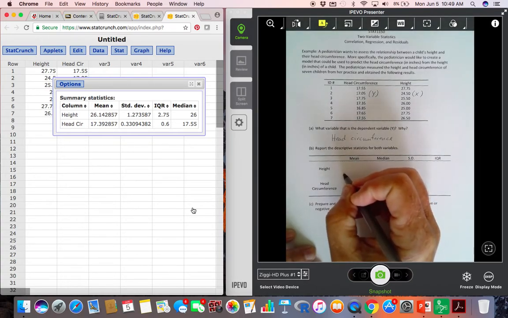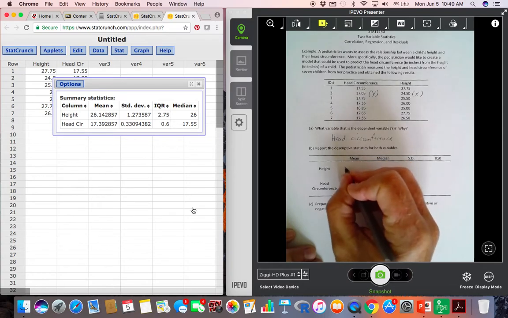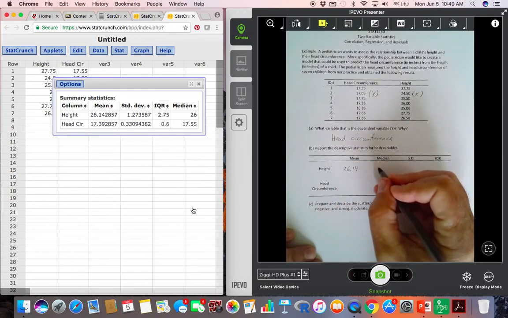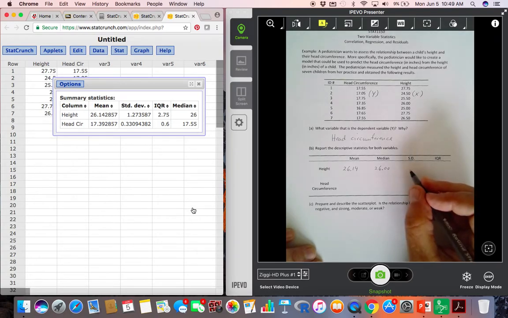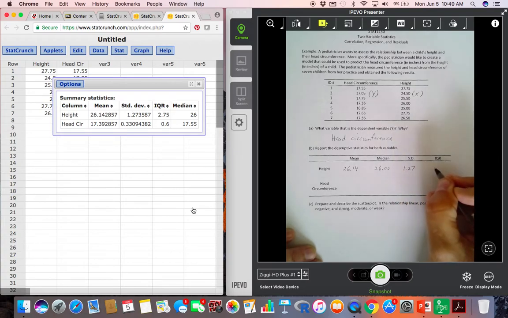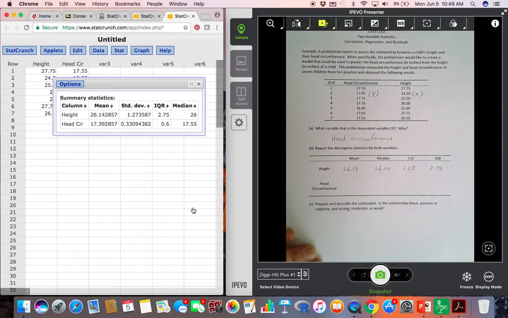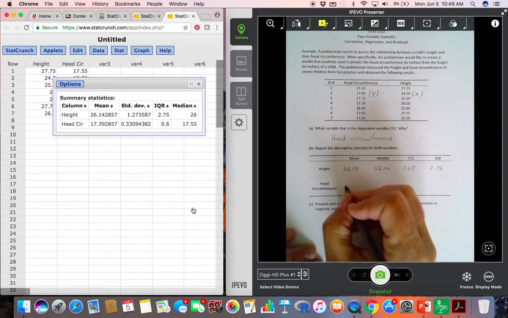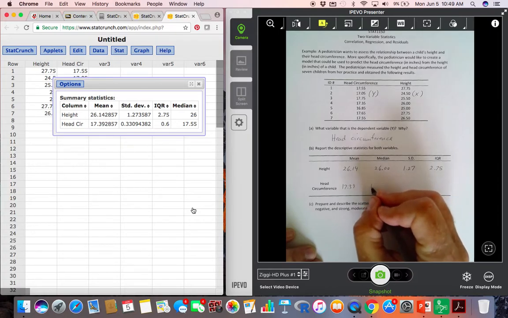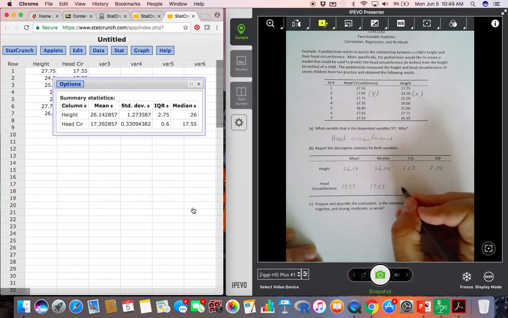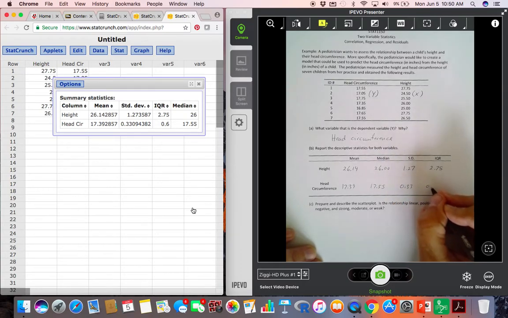So the mean height is 26.14. The median height is 26, and I'm going to be consistent, round that to two places too. The standard deviation is 1.27. And the IQR is 2.75. All right, head circumference. Mean is 17.39. The median is 17.55. The standard deviation is 0.33. And the IQR is 0.60.